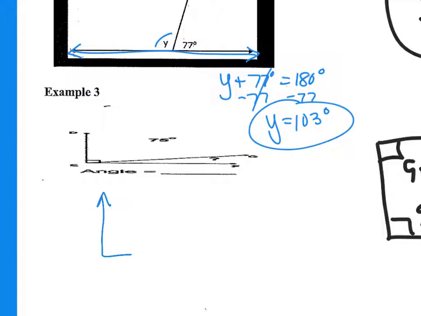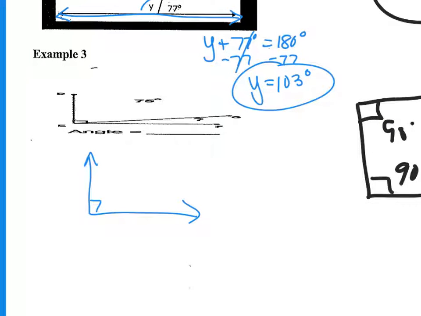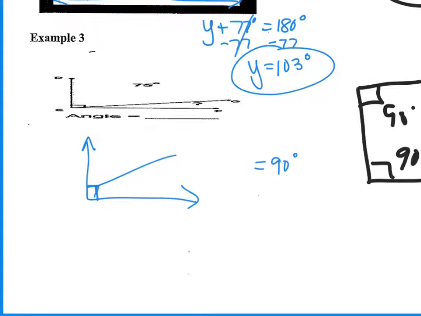It's still going to be a 90 degree angle. Wait, what am I looking at again? I just redrew it because it's kind of hard to see. Do we have to redraw this? You do not have to.